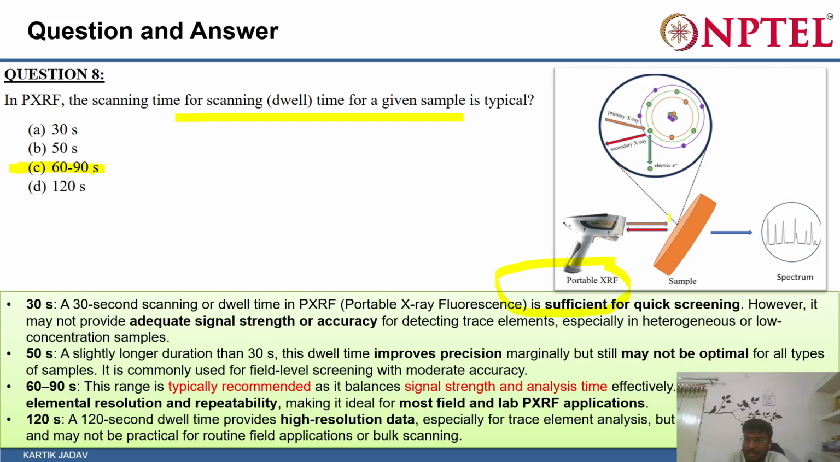So the sample is irradiated and then we detect the return signal, which provides some graphs, and ultimately we convert that into a signature that gives us the concentration. And in this case, the typical time is around 60 to 90 seconds, and this range balances signal strength and analysis time effectively and ensures better elemental resolution and repeatability.